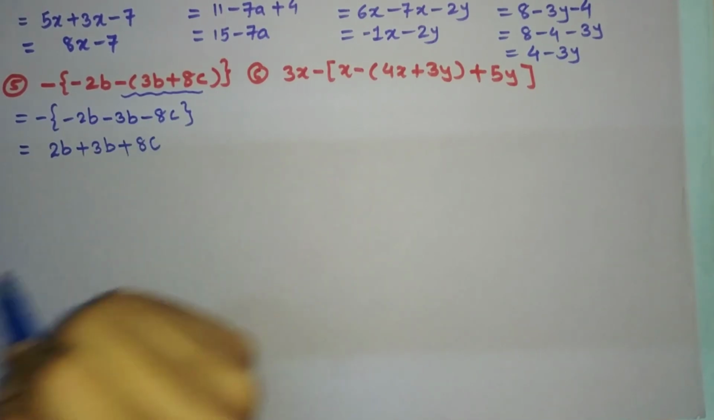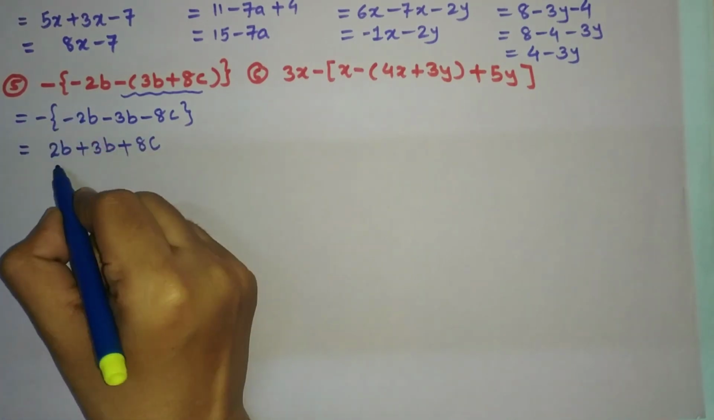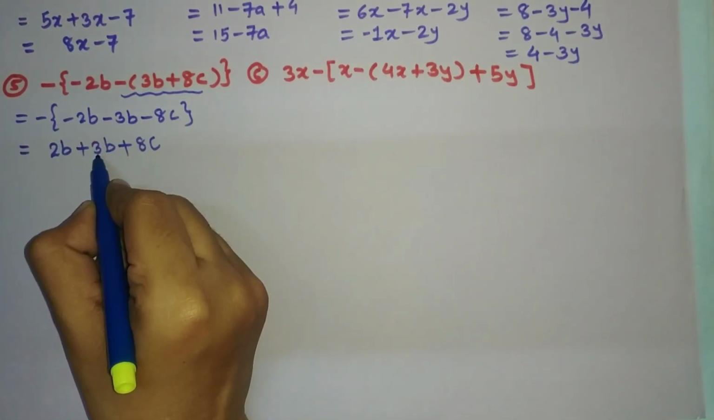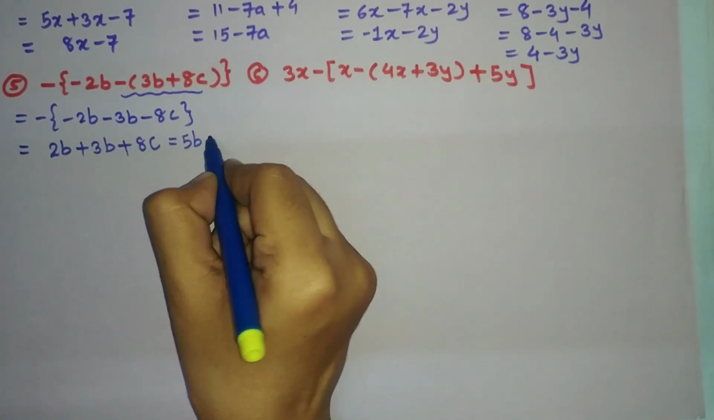Now our next step is to just observe the like terms. If available, add them or subtract them, otherwise leave it. So here, observing, 2b plus 3b will give 5b. So it is 5b plus 8c.